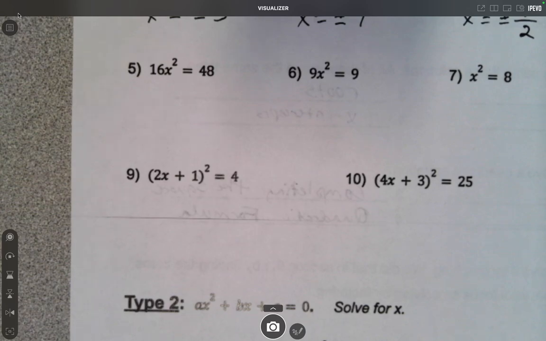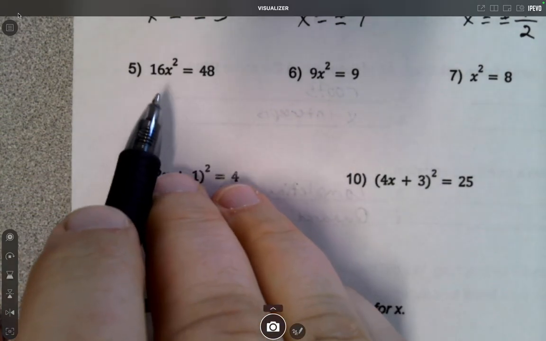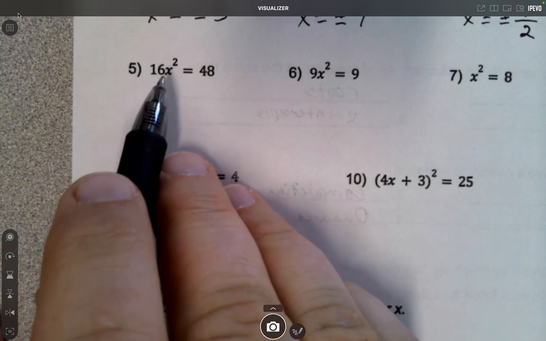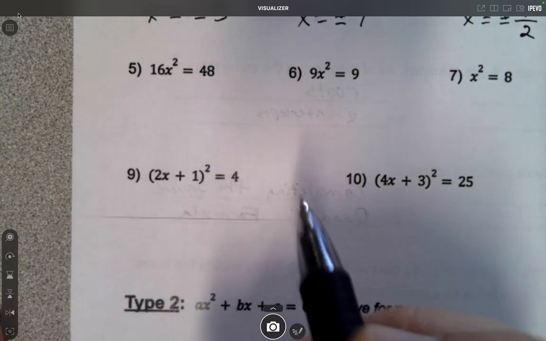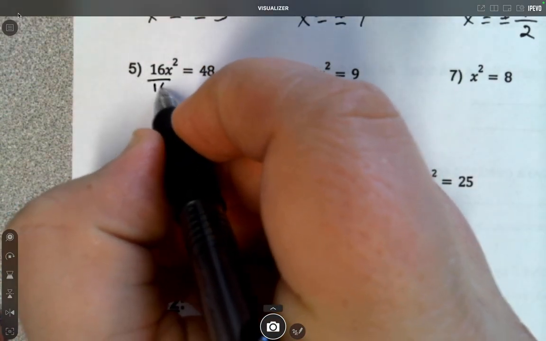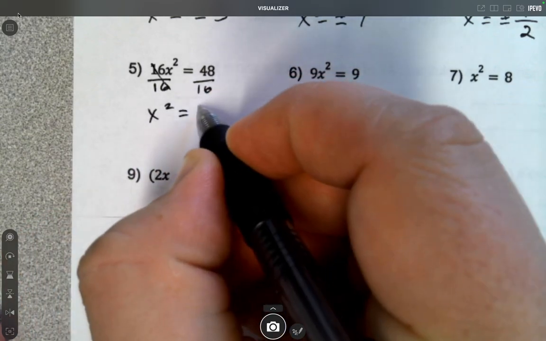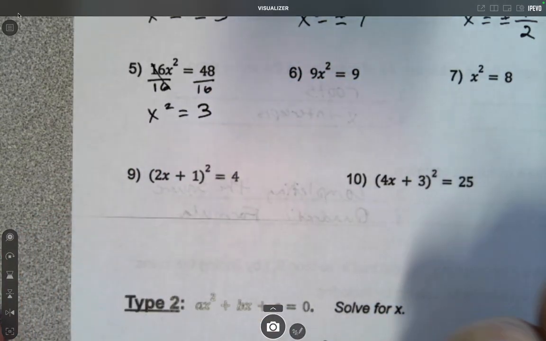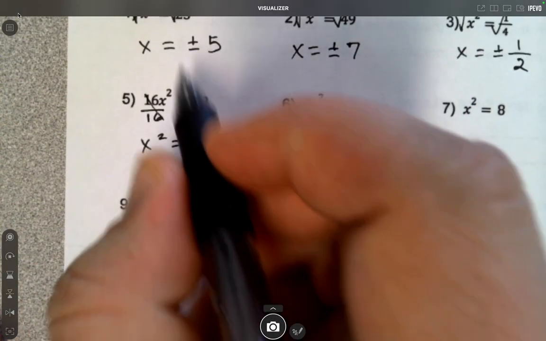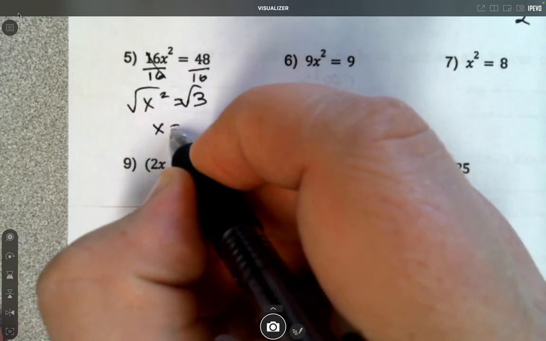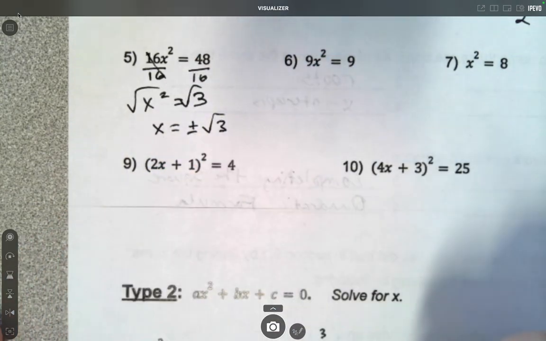Okay, now number 5 does give something a little bit different, because we don't just have x squared on this side. We also have a coefficient, 16. When that happens, before you take the square root, you need to divide both sides by the coefficient so you get rid of it. So we divide by 16 and get x squared equals 3. Now we're in the stage where we were in 1 through 4, where we just take the square root of both sides and get x equals plus or minus the square root of 3.